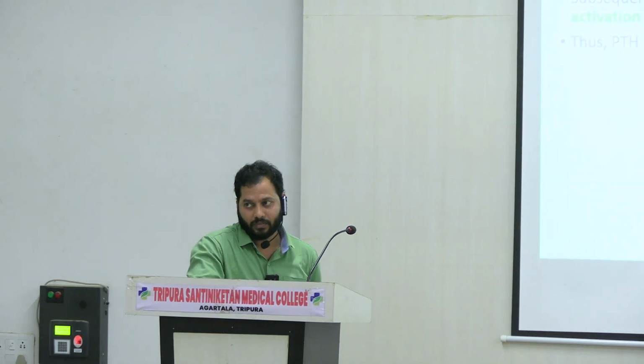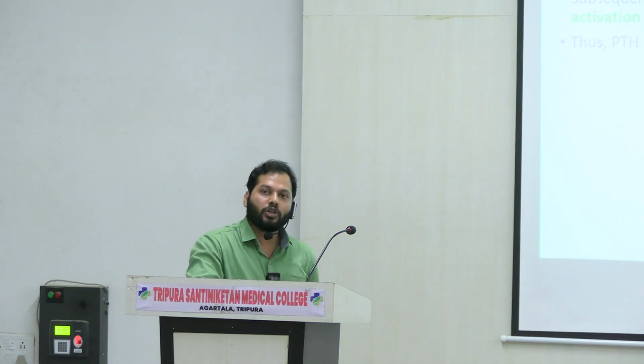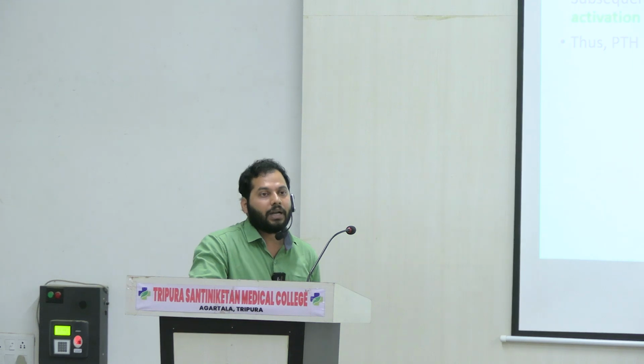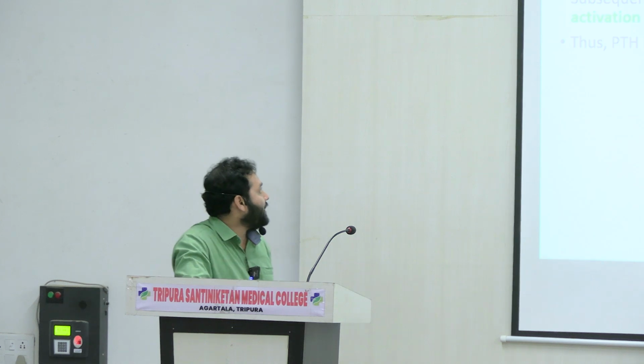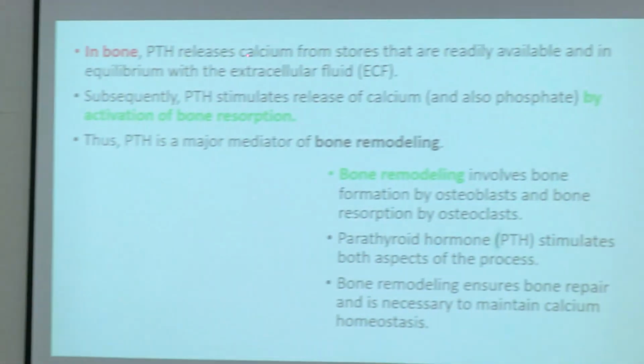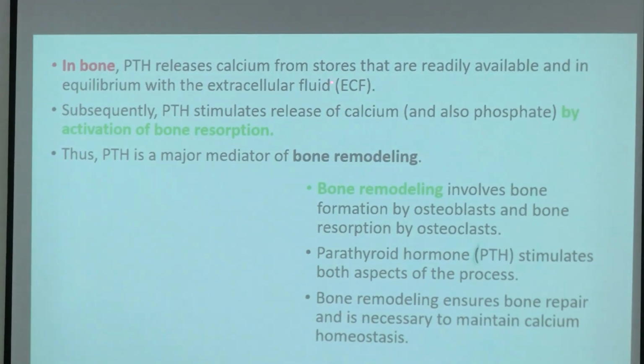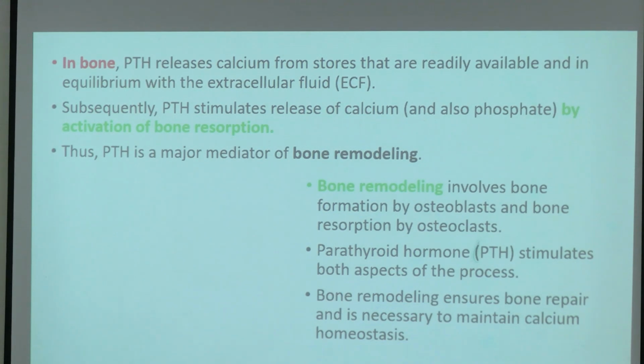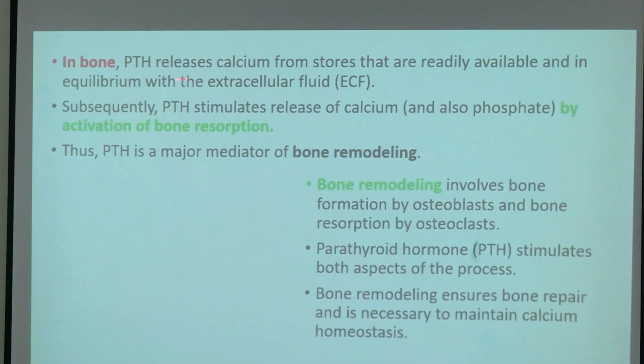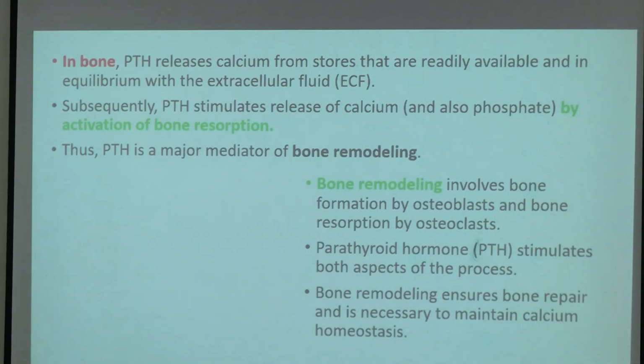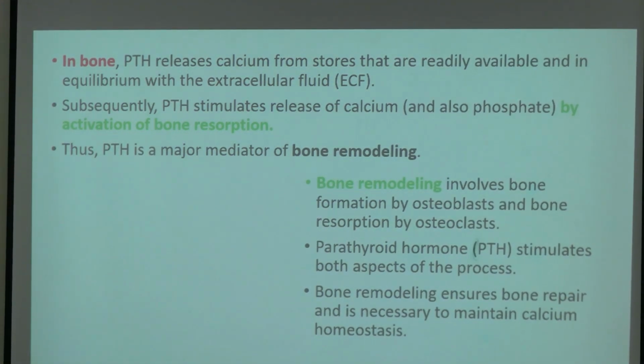Now see, what is the other important role of parathyroid hormone? See here, as I mentioned, parathyroid hormone is also involved with the resorption process, right? And resorption basically occurs in the bone, right? It means the parathyroid hormone has direct actions in the bone. See here, in bone, parathyroid hormone releases calcium from stores that are readily available, and subsequently PTH stimulates the release of calcium further, by some other mechanisms, right?